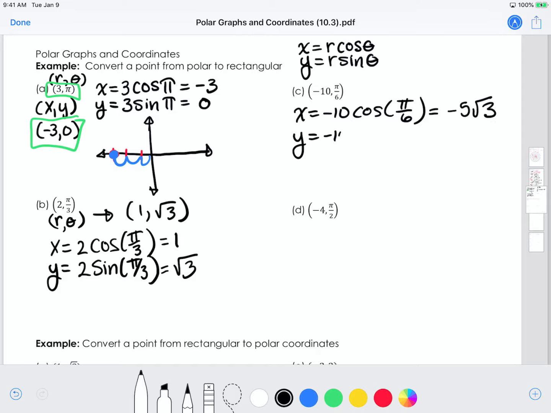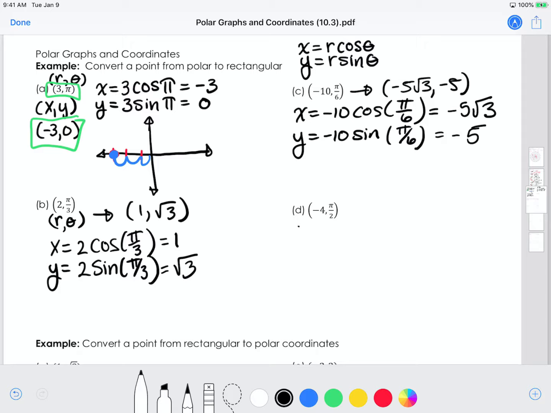My y value is going to be negative 10 times the sine of pi over 6. And the sine of pi over 6 is 1/2. And when I multiply that by negative 10, I get negative 5. So written in polar form, my point is (-10, pi over 6). Written in rectangular coordinates, it's (-5 square root of 3, -5).